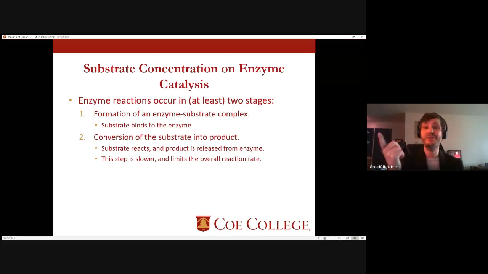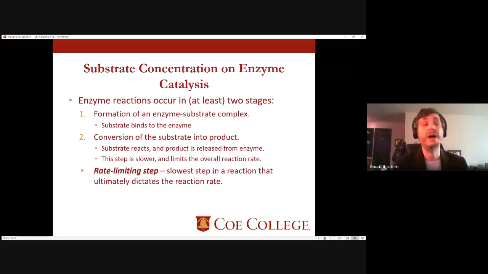That second step is usually the slowest step. It's usually the slower step, and ends up limiting and defining the rate that enzyme can do its given reaction. It's called the rate limiting step. It's the slowest step in any reaction, and it ultimately defines how quickly everything gets done. It's kind of like if you have a line of people waiting at the store to check out, and you've got one person who's really slow. That person is the rate limiting step for you checking out.